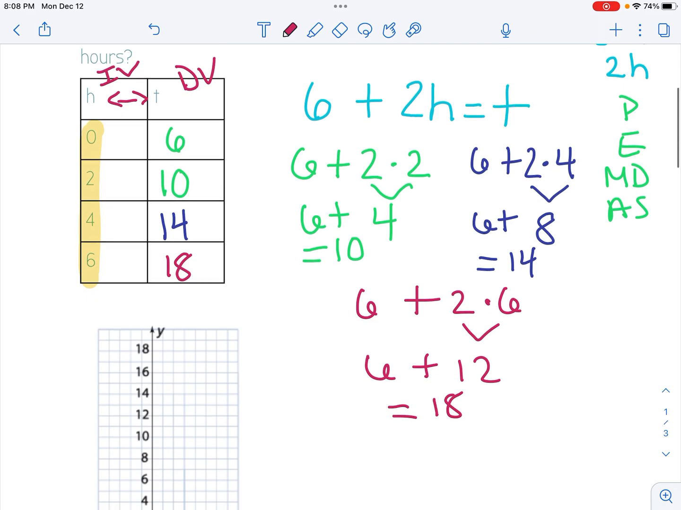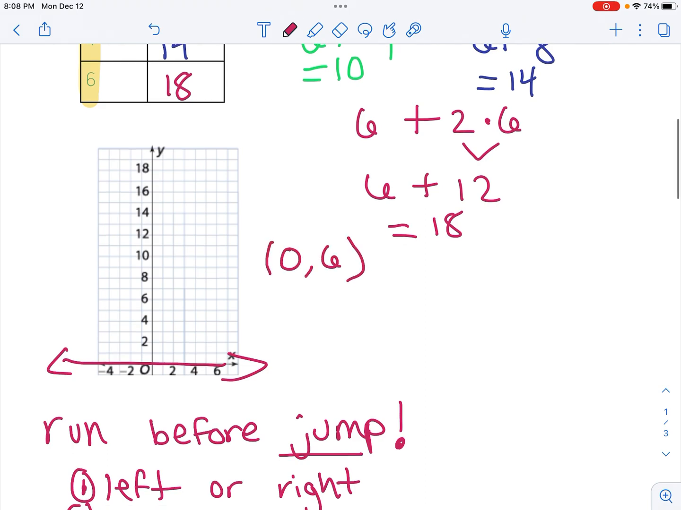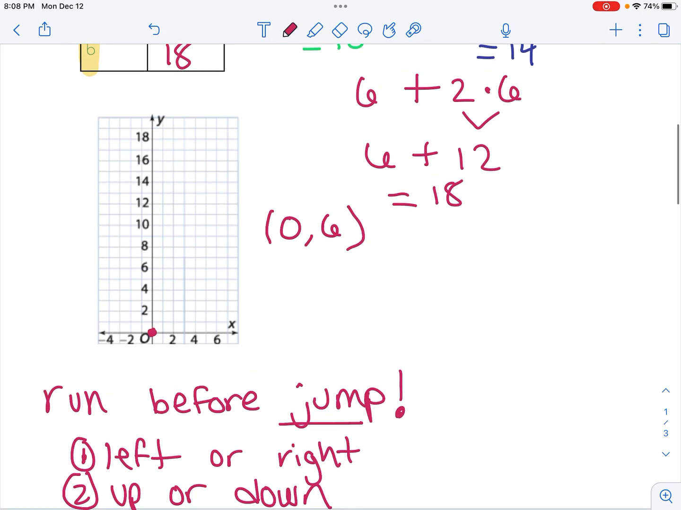So for example, my first point here, I have 0, 6. That means that I'm going left or right 0. I cannot go left or right 0, so my dot is going to stay right here at 0. Then after I go left or right, I'm going to go up or down 6. In this case, I'm going up to 6, and I see 6 right here.